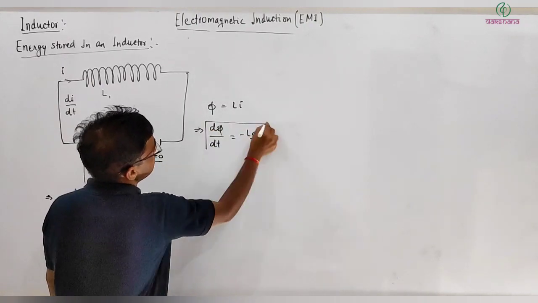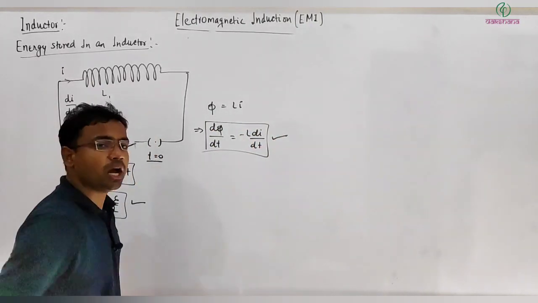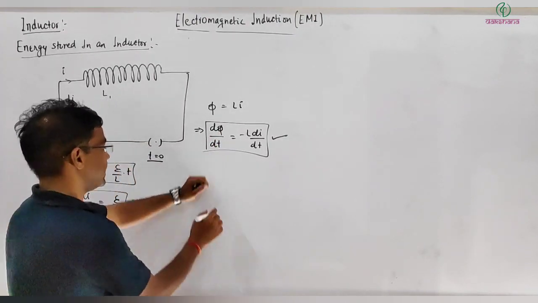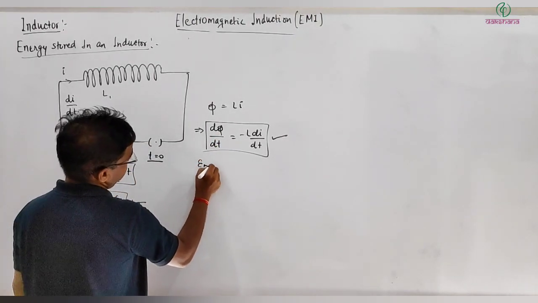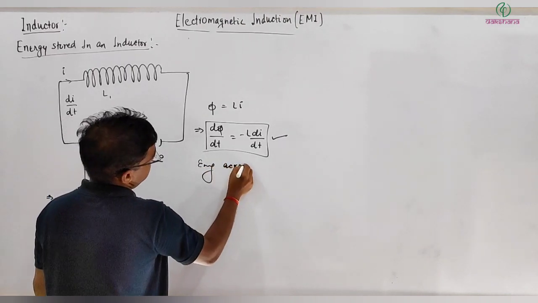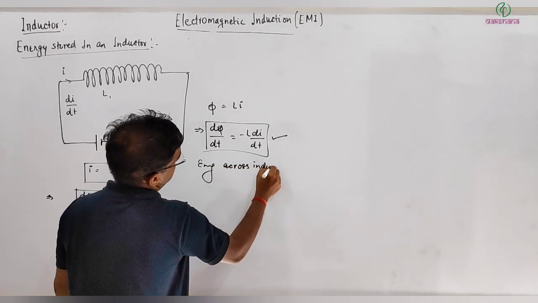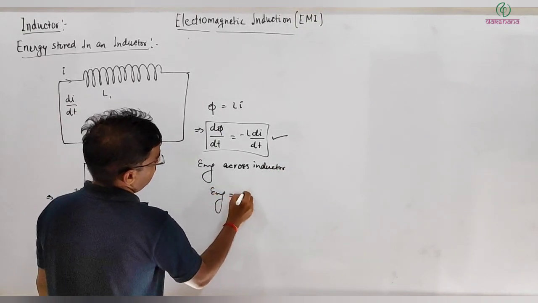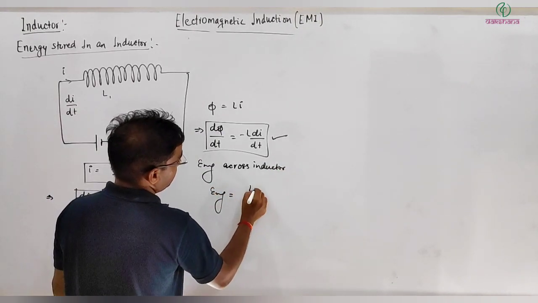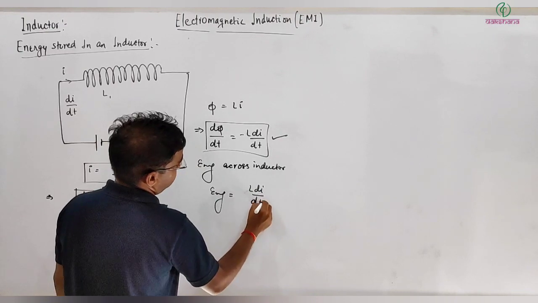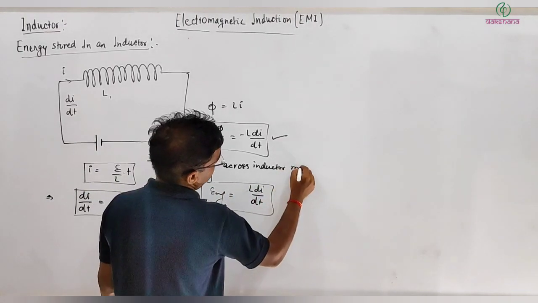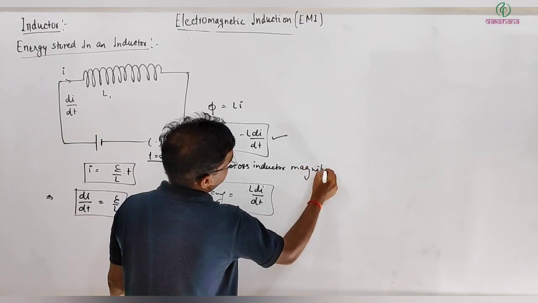The minus sign is just that it will be opposing. Otherwise we can write this is the EMF across the inductor. This can be written as L di by dt, magnitude of EMF.